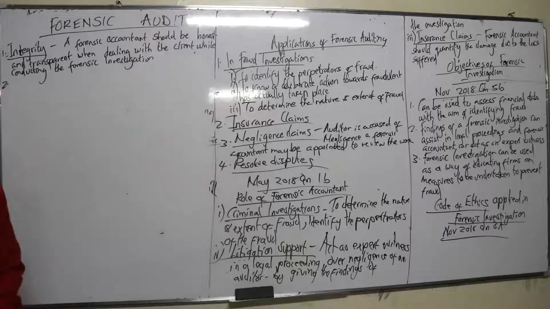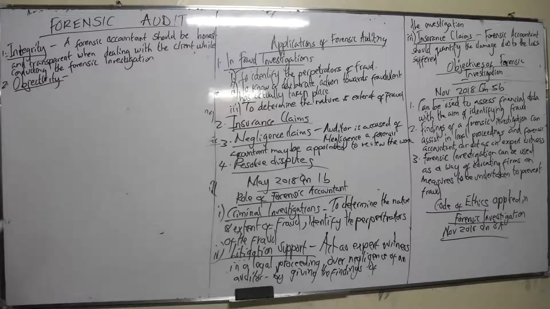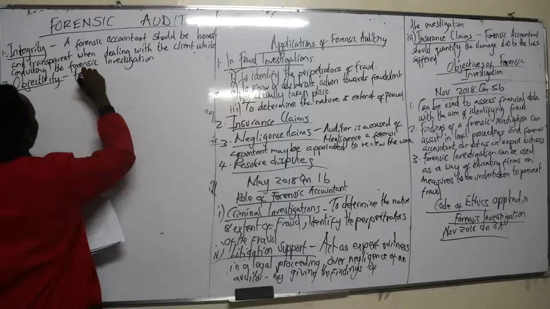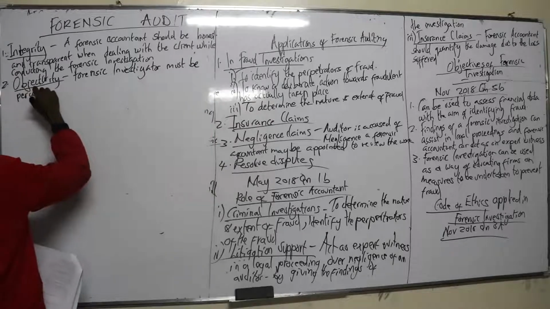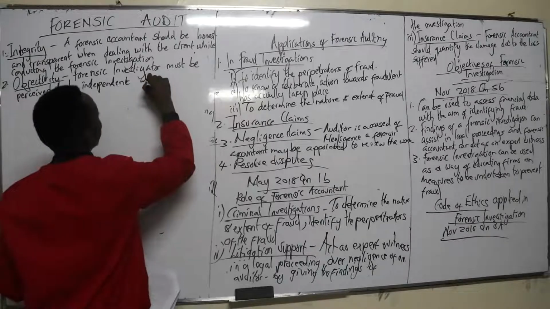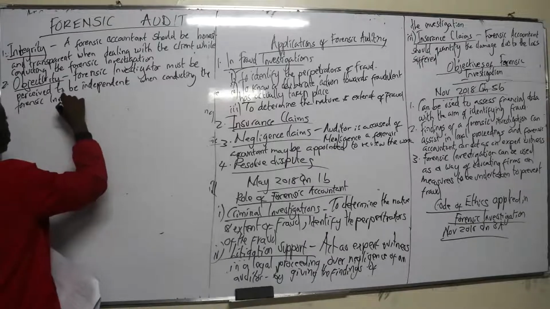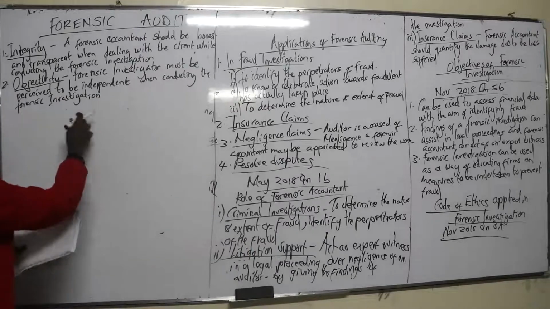The other one is on the basis of objectivity. The forensic accountant should not be biased in any way. The forensic investigator must be perceived to be independent when conducting the forensic investigation. Just to reiterate what independence is: this is whereby the auditor arrives at a decision where he has not been influenced, or is unbiased.